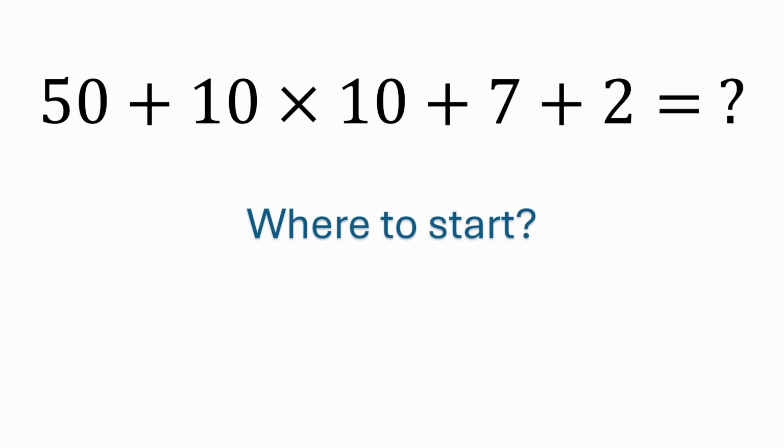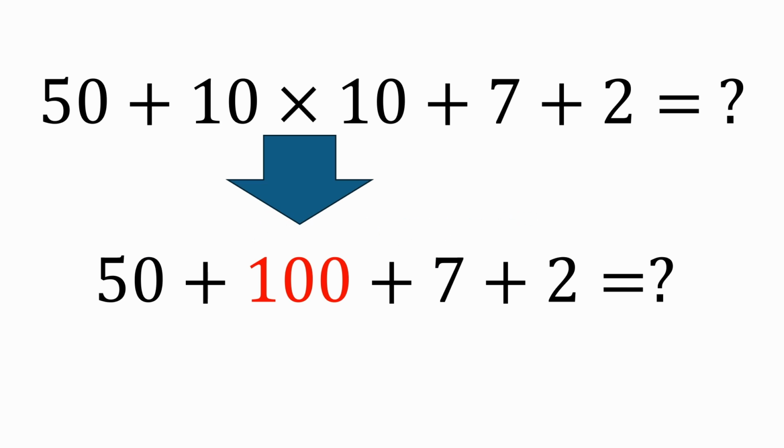All right, so first of all, where to start on a problem like this? I've seen people do a lot of different things here. Some correct, some not correct. So wanted to cover that. This one's pretty simple. So if you're just looking for the answer, you're going to start with multiplication, and that is because with the order of operations in this problem, multiplication has higher precedence than addition. So the first thing you do is 10 times 10.